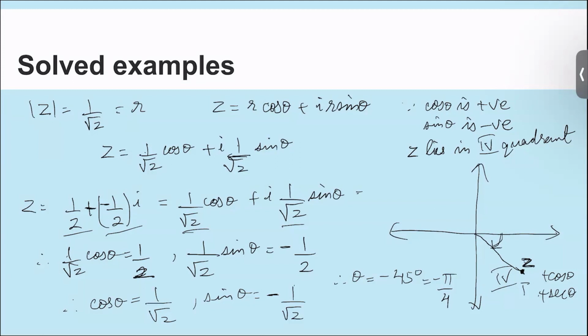So your argument is minus pi by 4. Okay, and the modulus of z is found as 1 by root 2. That is the r. So this is an example of it.